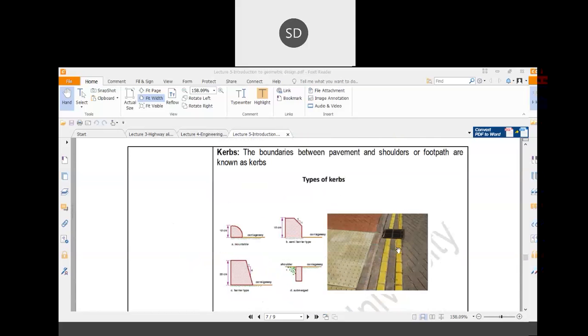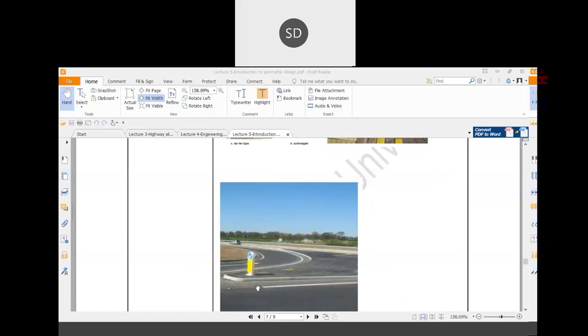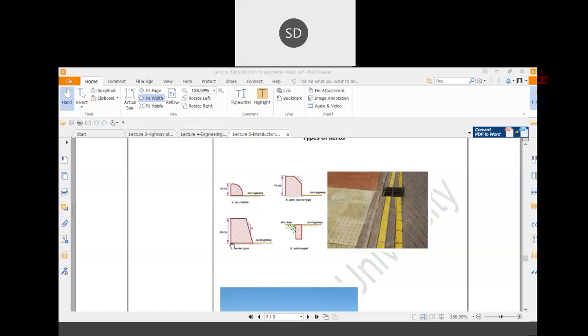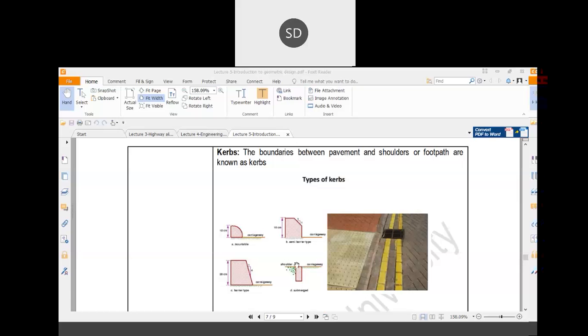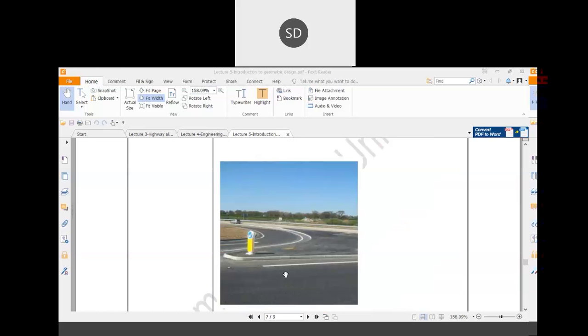Then curbs. Suppose this is the road and this is the shoulder. The curb is the boundary between the road and the shoulder. These curbs may be of the mountable type, where vehicles can mount over it; the semi-barrier type; the fully barrier type, which vehicles cannot move over; and the submerged type. There will be no visible curb on top of the road, but there will be a submerged portion, called a submerged curb. So don't confuse curb and camber. Camber is the cross slope, and the curb is the boundary between the carriageway and the shoulder.